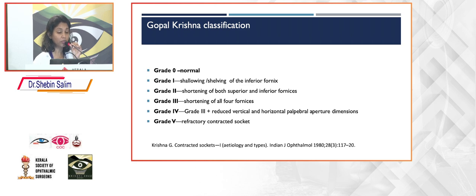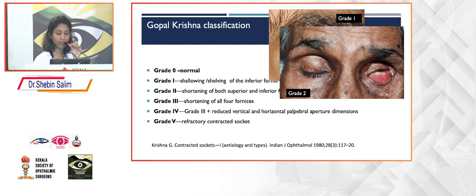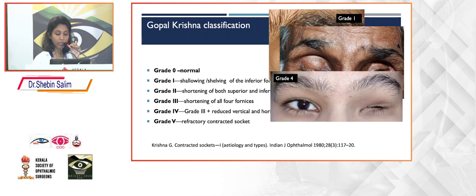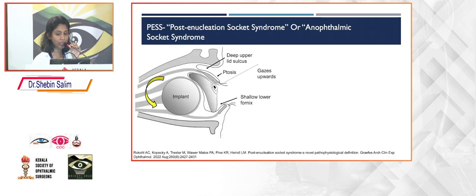This is the most commonly used classification, the Gopalakrishna classification, where grade 0 is a normal or ideal socket. Grade 1 is shallowing or shelving of the inferior fornix. Shelving doesn't mean there is contraction, it just means there is a lower lid eversion. Grade 2 is shortening of both superior and inferior fornix. Grade 3 is shortening of all 4 fornices. Grade 4 is when this is associated with reduced vertical and horizontal palpebral fissure. Grade 5 is a refractory contracted socket, most often following multiple socket surgeries.